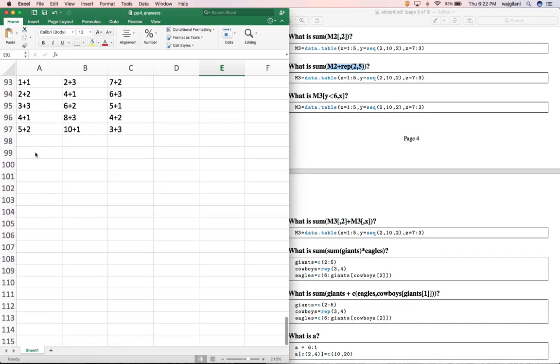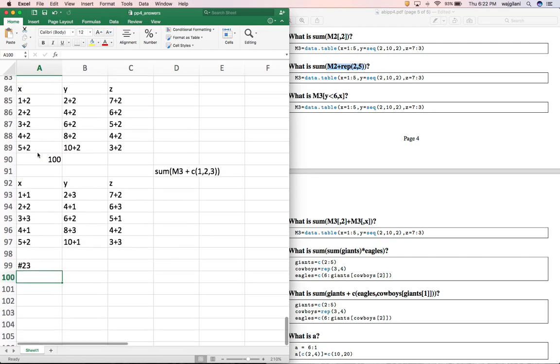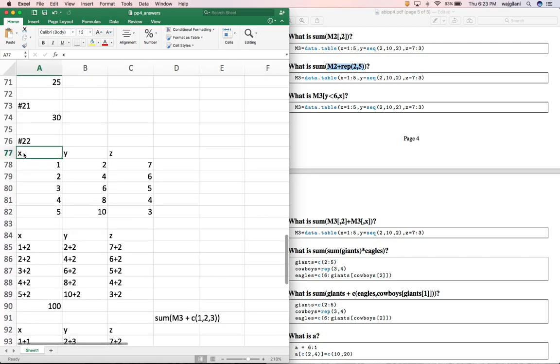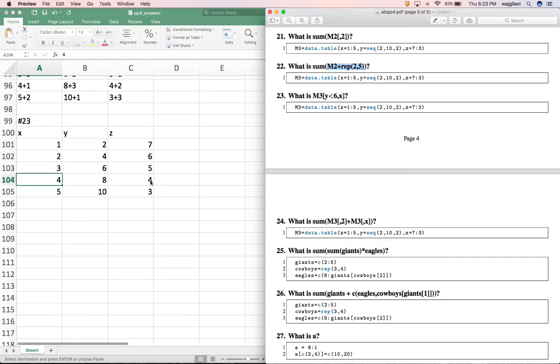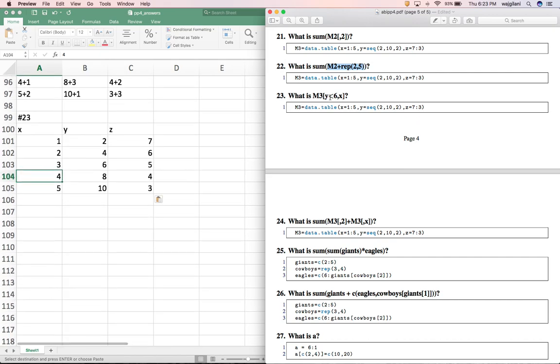Number 23. I'm going to grab this, and I'm going to show you what's going on. So here, guys, this is a great way to visualize what's going on. M3, I have a single comma here, so I have a filter basically on my rows, and I'm choosing a particular column. We always start with filters. Y less than 6. All right, cool.